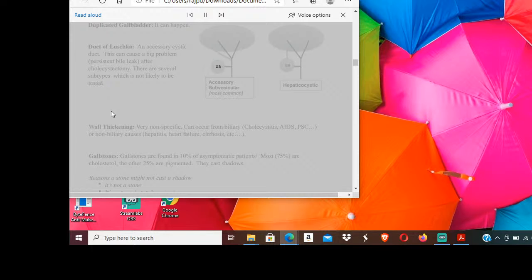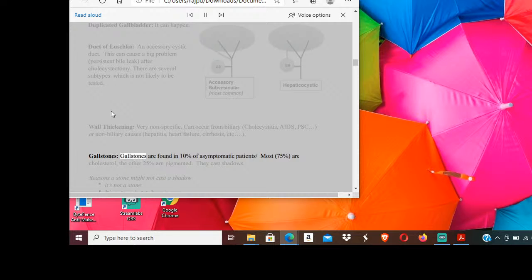Accessory subvesicular, most common. Ahepatocystic. Wall thickening, very nonspecific. Can occur from biliary causes, cholecystitis, AIDS, PSC, or non-biliary causes, hepatitis, heart failure, cirrhosis, etc.